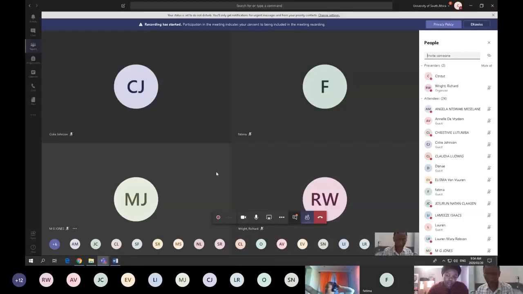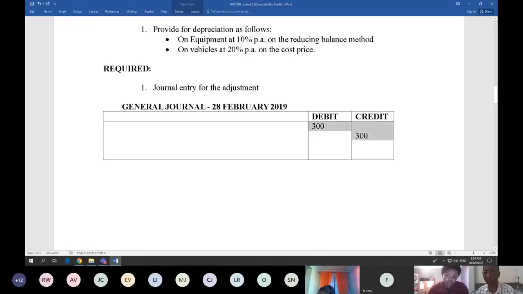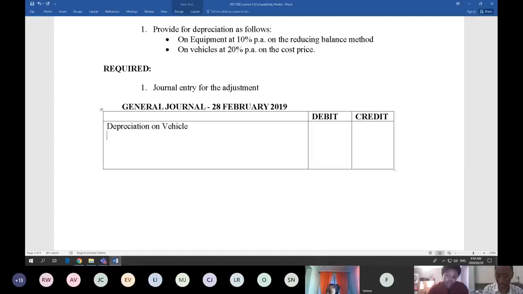Right, the last adjustment that must be recorded in your journal is your depreciation. You've got depreciation on vehicles, and you have got depreciation on furniture and fittings. Let us first deal, guys, with the actual calculation of the depreciation. The depreciation on vehicles must be calculated at 20% per annum on the diminishing balance method.